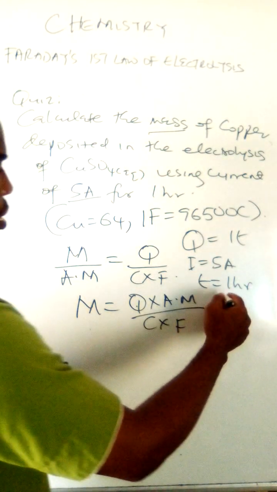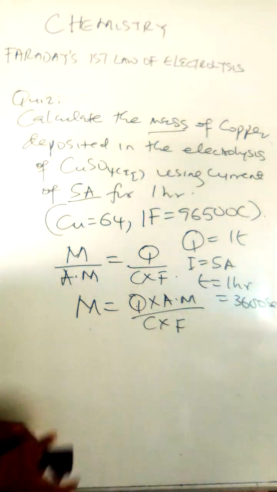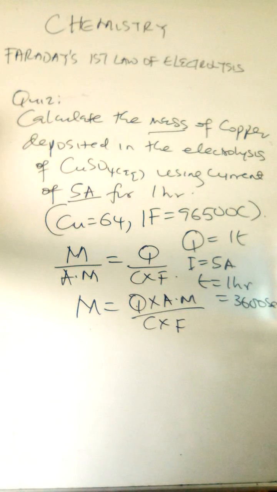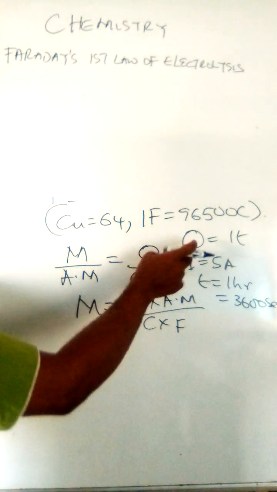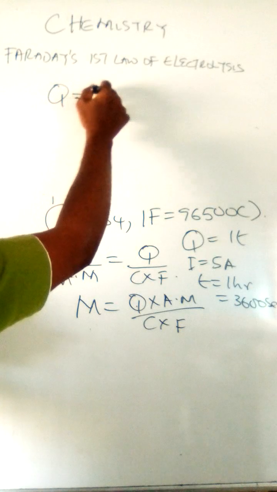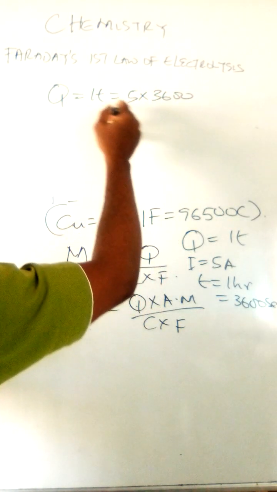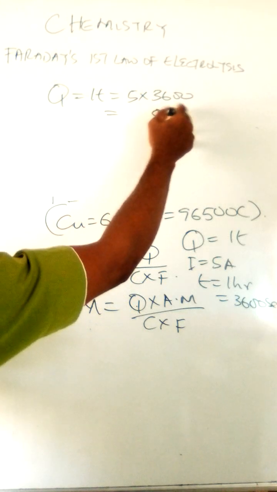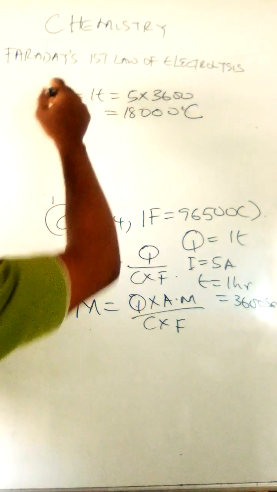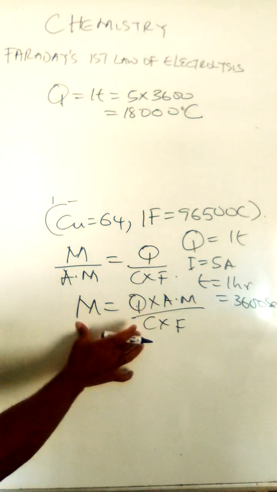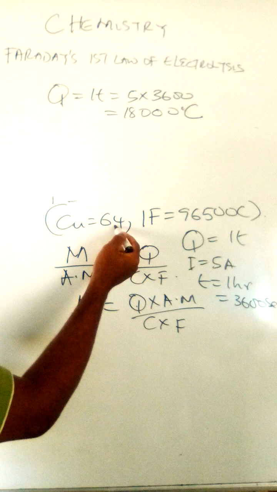1 hour is 3,600 seconds. So we move up to get our Q. Q is IT, which is 5 times 3,600. That gives us 18,000 coulombs. The unit of Q is coulombs. Going to this formula, remember we have the atomic mass of copper given to us as 64.